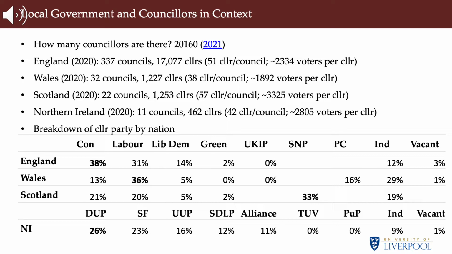And as we can see, in terms of underrepresentation, Scotland is the least represented nation within the UK, with 3,325 voters per councillor, followed by Northern Ireland with 2,805 voters per councillor, then England with 2,334 voters per councillor, and then in Wales, for every one councillor, there's 1,892 voters. On average, this all is.